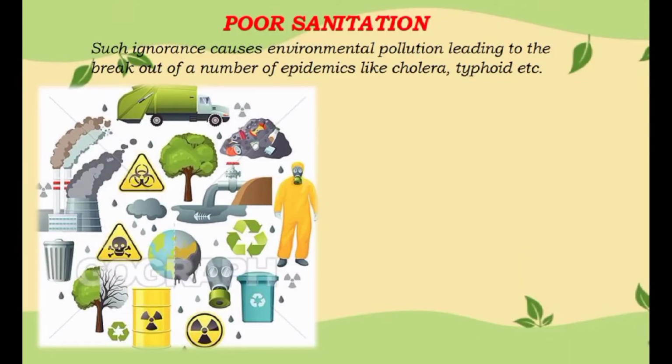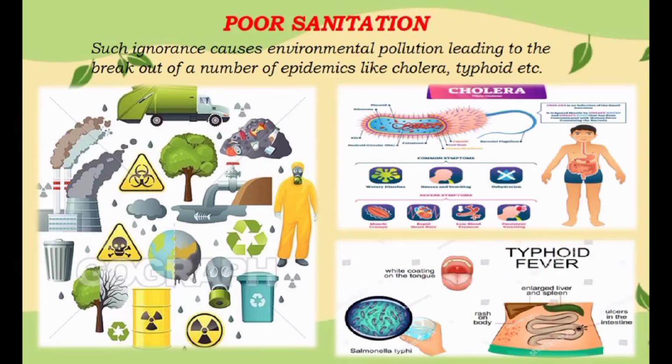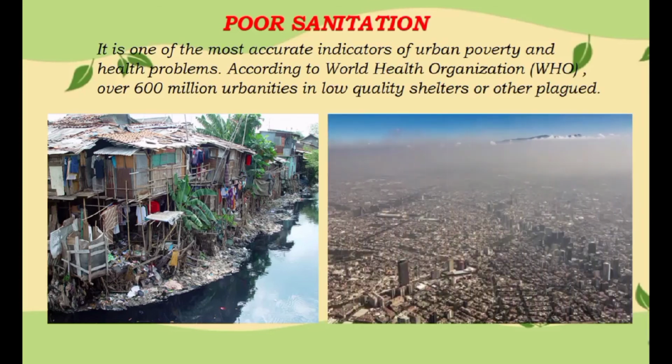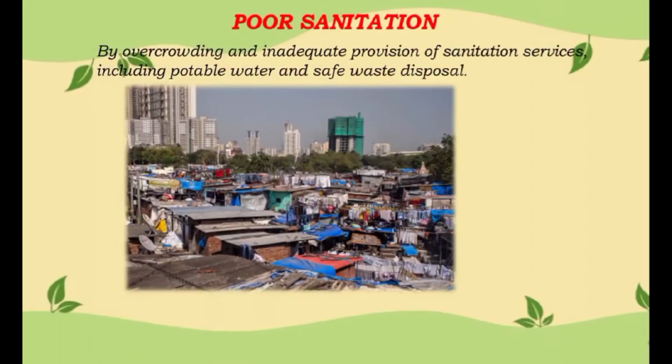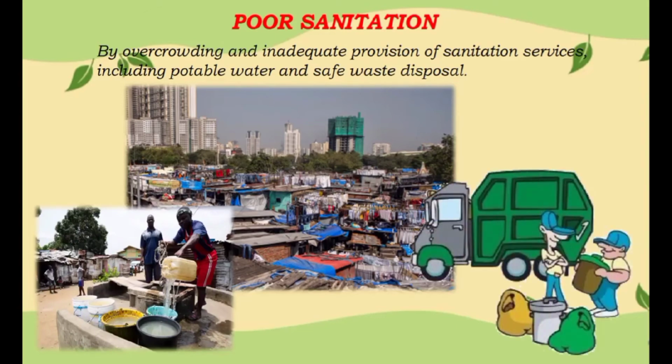Such ignorance causes environmental pollution, leading to the breakout of a number of epidemics like cholera, typhoid, etc. It is one of the most accurate indicators of urban poverty and health problems. According to the World Health Organization, WHO, over 600 million urbanites live in low-quality shelters and other plagues, caused by overcrowding and inadequate provision of sanitation services, including potable water and safe waste disposal.